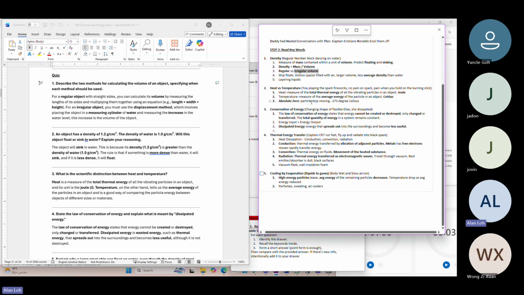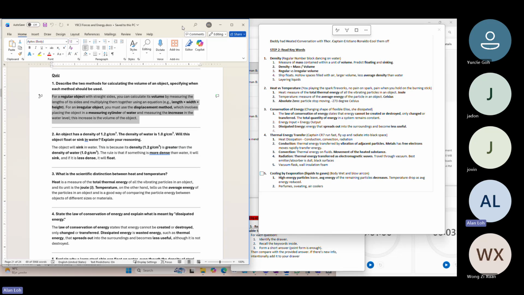And maybe you're going to talk a little bit about what is density, right? So once you form your own answer in that format, very high level, just in point format, then you read the answer. Okay, for a regular object with straight sides, you can calculate its volume by measuring the length of its sides and multiplying them together using an equation. Length, width, height. That's for regular. Now, for the irregular object, you must use the displacement method, right, which involves placing the object in a measuring cylinder of water and measuring the increase in water level. The increase is the volume of the object.